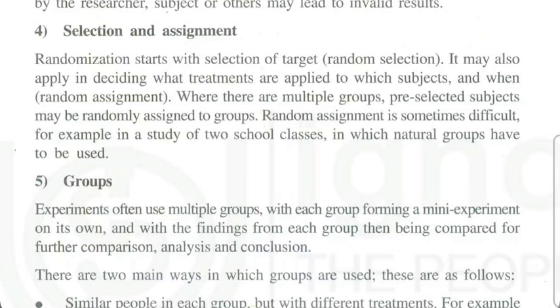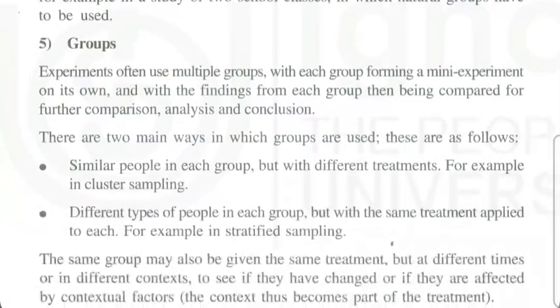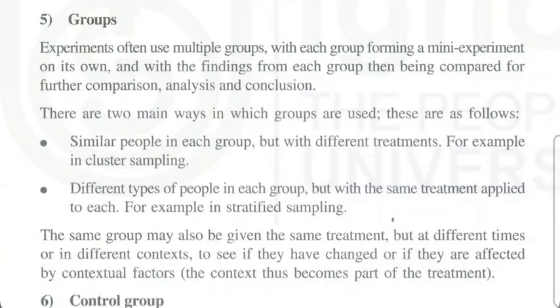5. Groups. Experiments often use multiple groups, with each group forming a mini experiment on its own, and with the findings from each group then being compared for further comparison, analysis, and conclusion. There are 2 main ways in which groups are used. These are as follows. Similar people in each group, but with different treatments. For example, in cluster sampling. Different types of people in each group, but with the same treatment applied to each. For example, in stratified sampling.